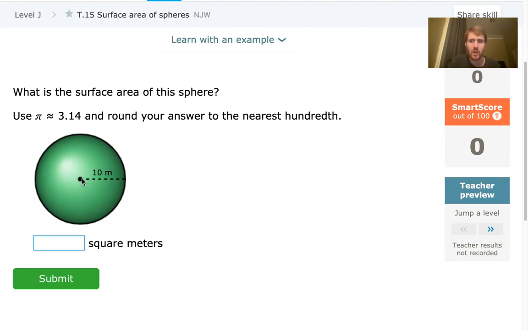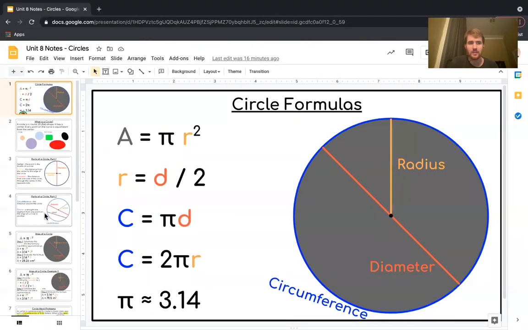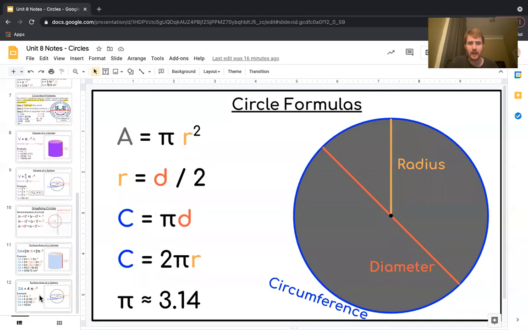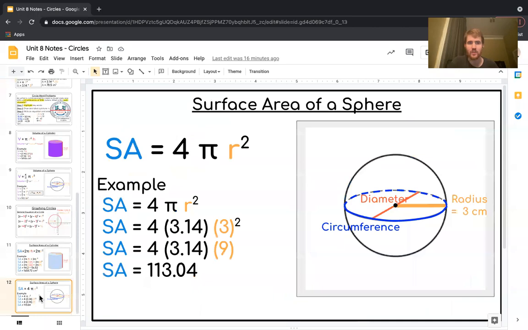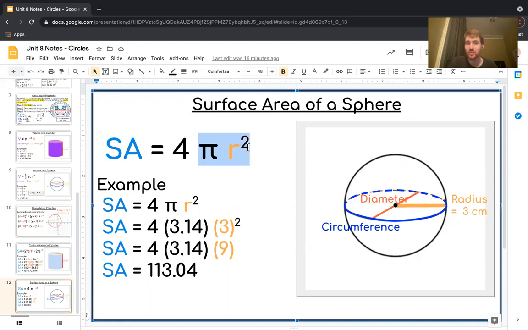Now, in the last video, we talked about how to find the surface area of a cylinder, and that's something you can kind of figure out. With this, you need some more advanced mathematics to see why we have this formula. But we do have a formula that's really helpful. And that formula is located on the very last slide, slide 12 of the Unit 8 notes. To find the surface area of a sphere, you need to just do 4 times pi r squared. So pi r squared is the area of a circle.